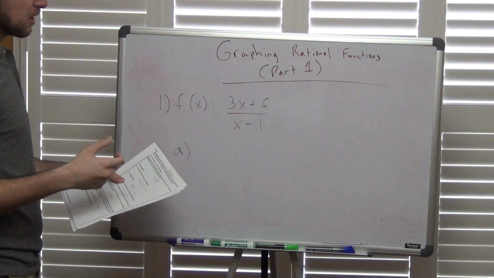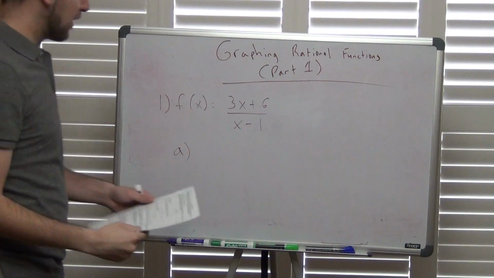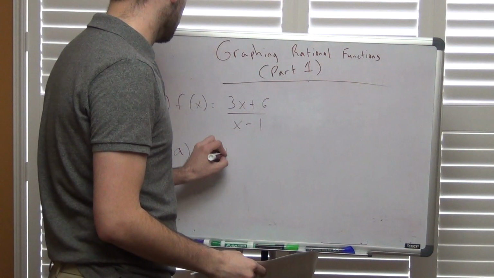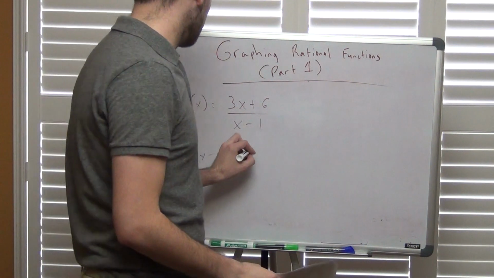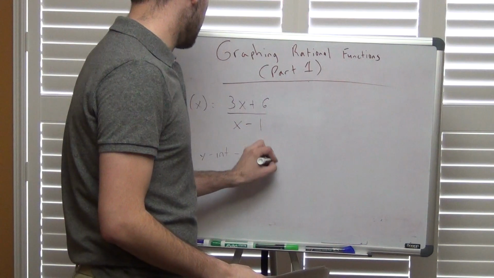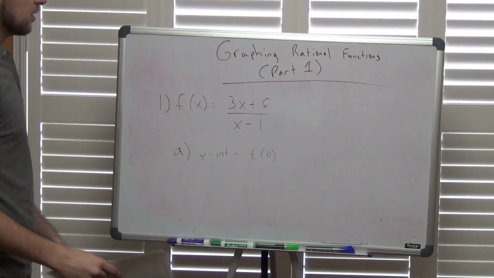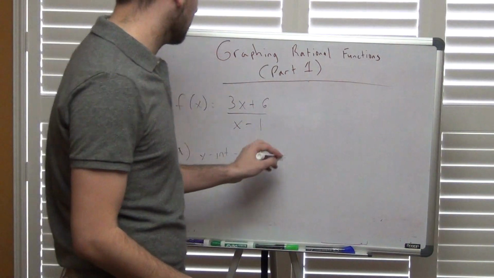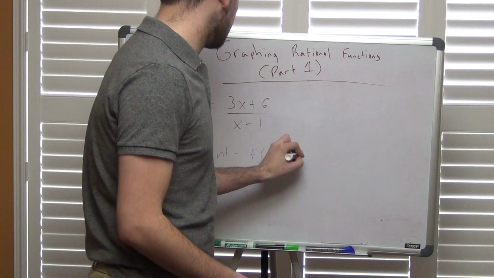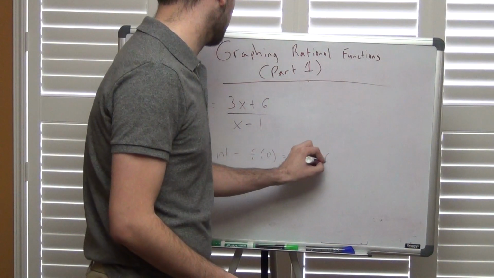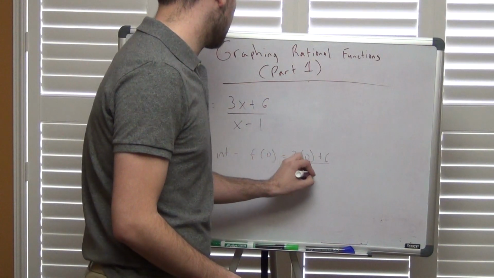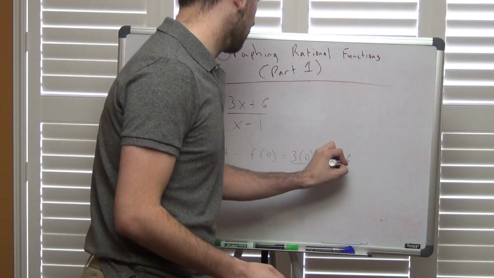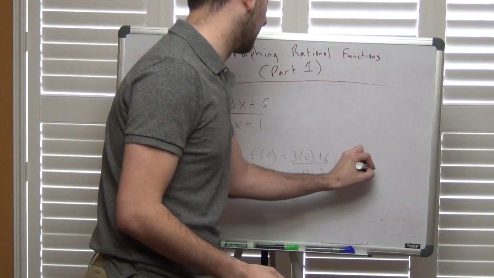There are two ways we can find that. To find my y-intercept, which is going to be a point, I'm going to do f of 0. That means I'm just going to plug 0 in everywhere where x is here. So I'm going to have 3 times 0 plus 6 over 0 minus 1. That is just going to be 6 over negative 1, which is just negative 6.